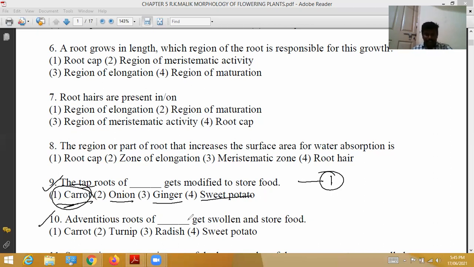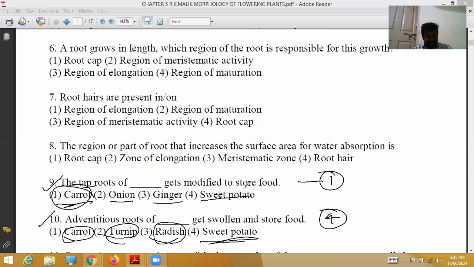10th question. Adventitious roots of dash get swollen and store food material. Carrot does not have adventitious roots. Turnip does not have adventitious roots. Radish does not have adventitious roots. Adventitious roots of sweet potato get swollen. So for the 10th question, the 4th option is correct.